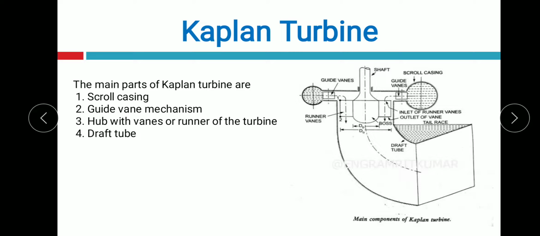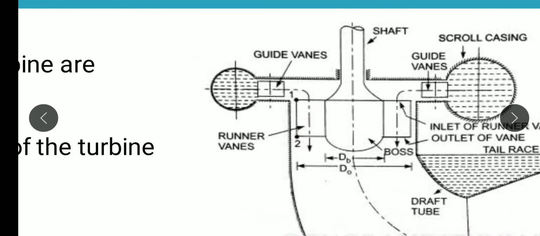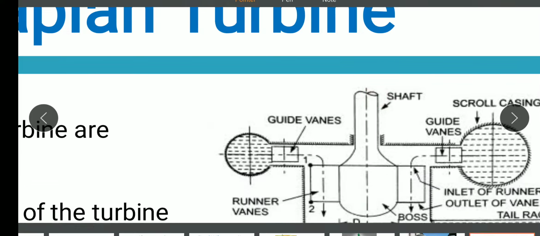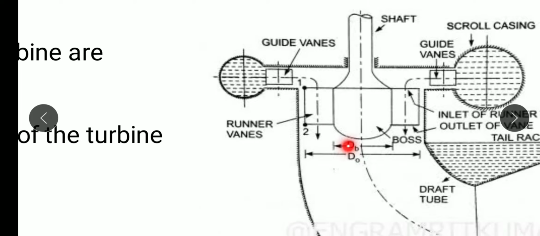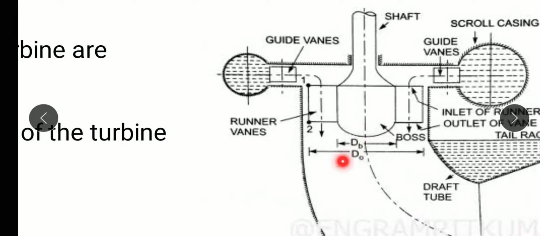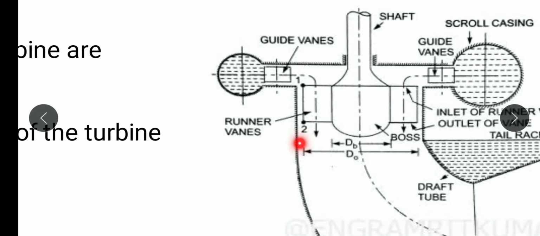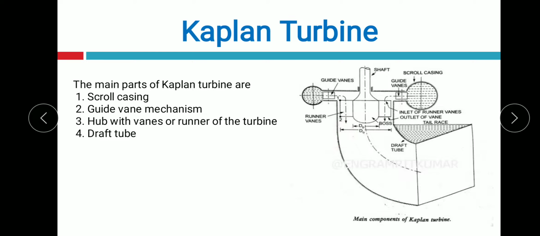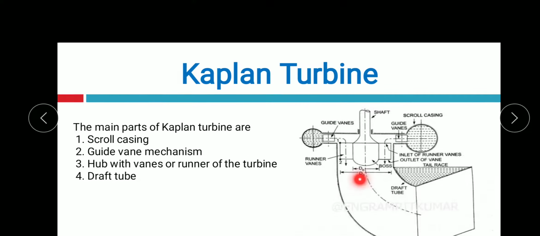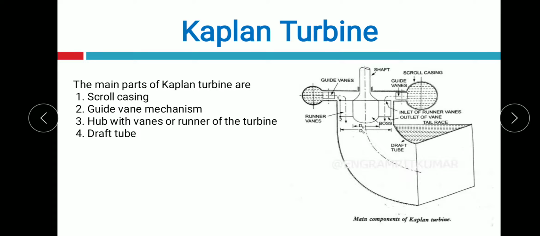Scroll casing, inside which the setup of the turbine will be there, and this is the hub, this is the shaft, and this is called the hub. These are guide vanes, two guide vanes are there. dB is called the diameter of the boss, and d0 is the outer diameter. At the exit of the runner, they have connected a draft tube. Draft tube is nothing but a pipe of gradually increasing area from top to bottom.